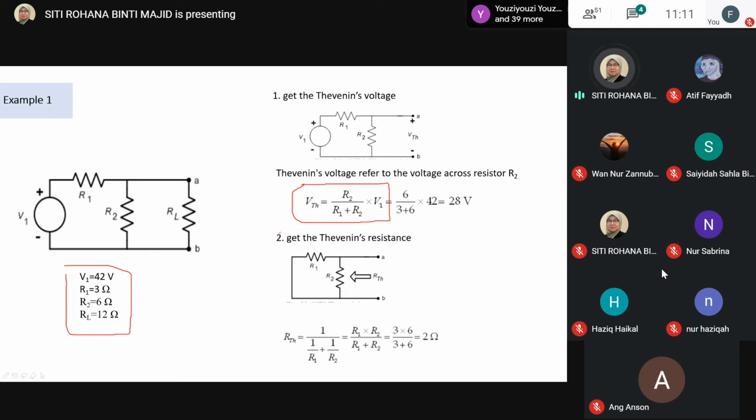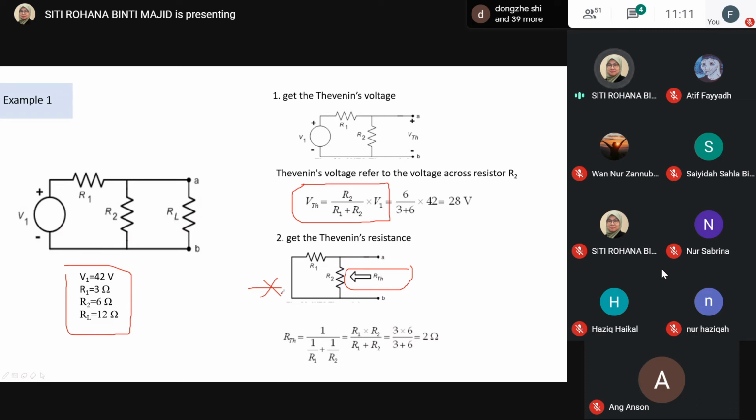And then you will get 28 volt. Next step is to calculate the Thevenin resistance. So remember that we will look at the circuit from this way, from the point A and B, not from the source. Okay, not this direction.